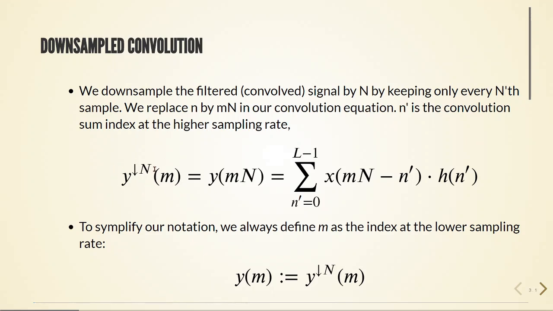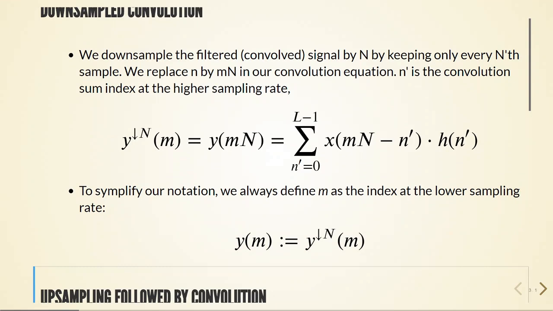So now d y of m, and here is the symbol for downsampling. We replace this in our convolution sum, in our convolution equation, and then we have that m prime is the convolution sum index at the higher sampling rate. And we can simplify our notation. We will always define m as the index at the lower sampling rate.